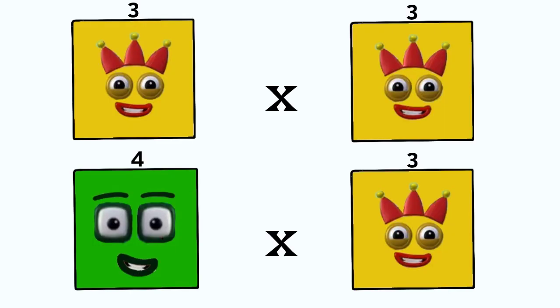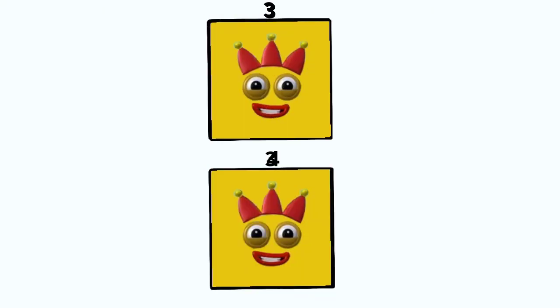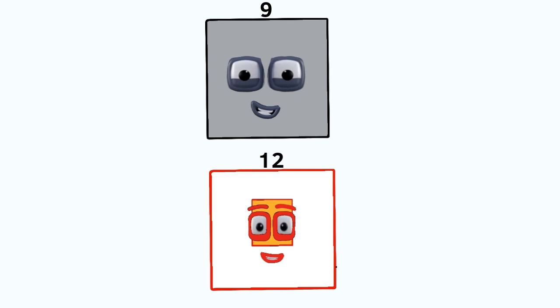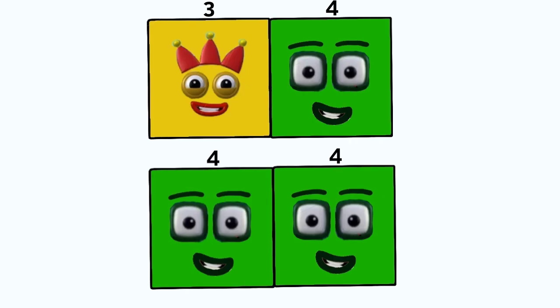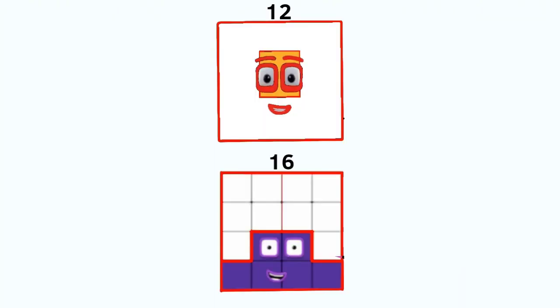3 and 4 times 3 equal 9 and 12. 3 and 4 times 4 equal 12 and 16.